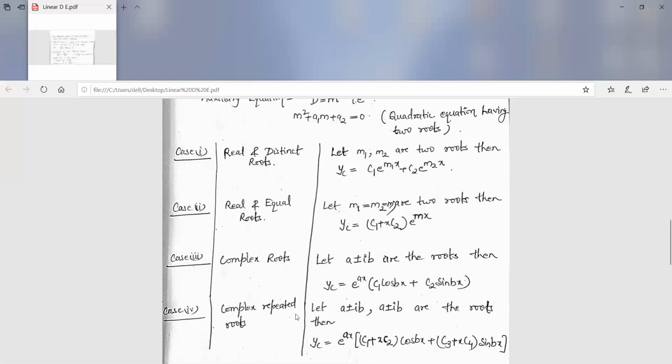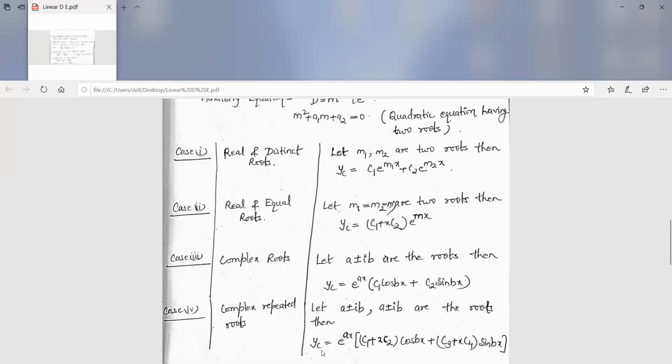Case 4 is again a complex root but in the repeated category. Suppose we got complex repeated roots. In that case, for example, a plus minus ib, comma, a plus minus ib are repeated complex roots. So in total we have 4 roots here because complex numbers come in a pair. So 2 roots are a plus minus ib and one more a plus minus ib.